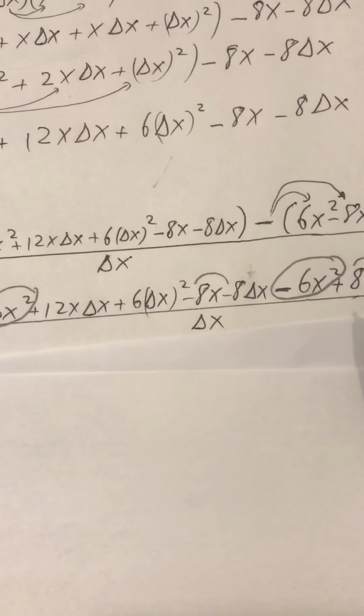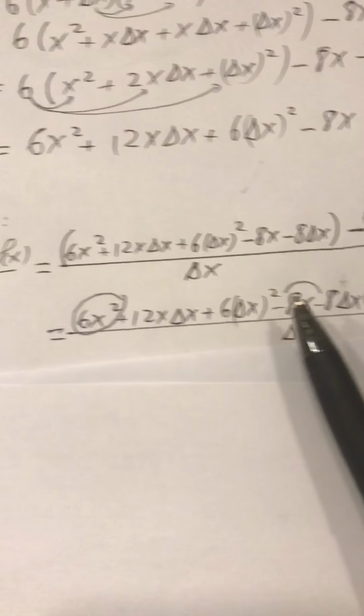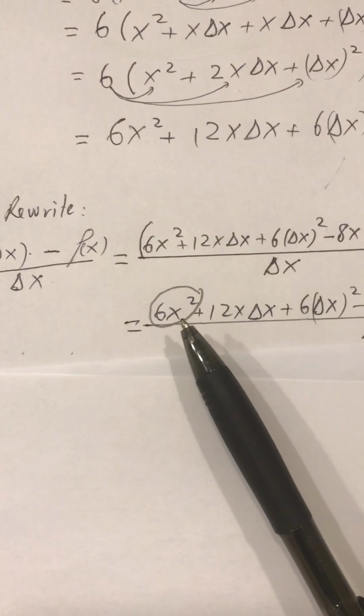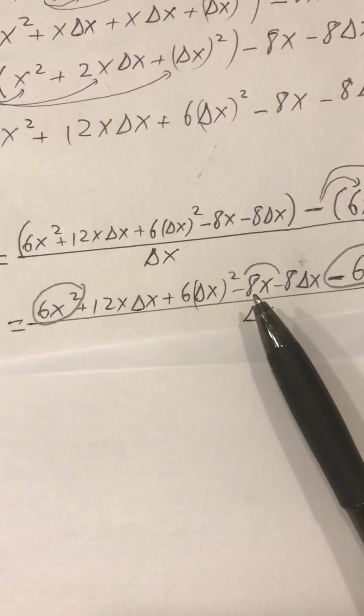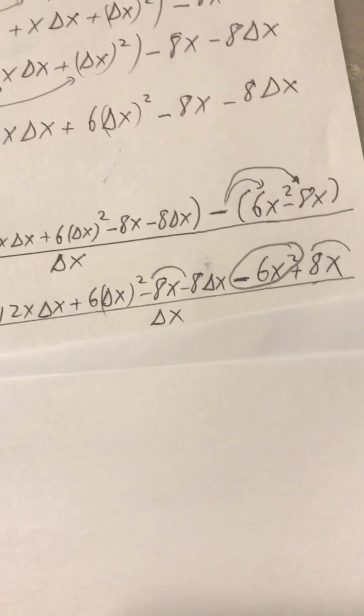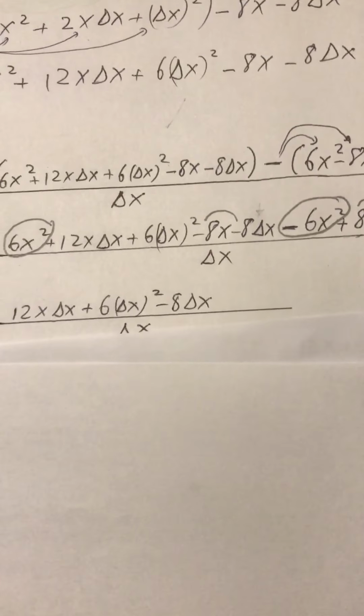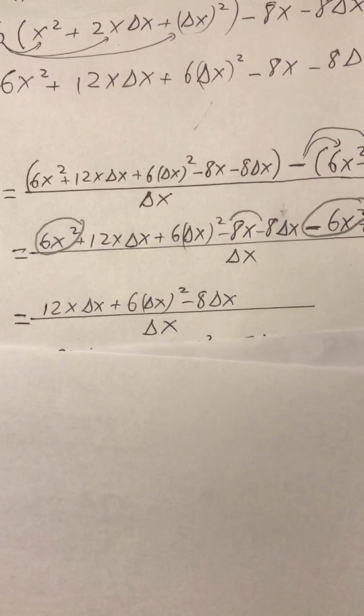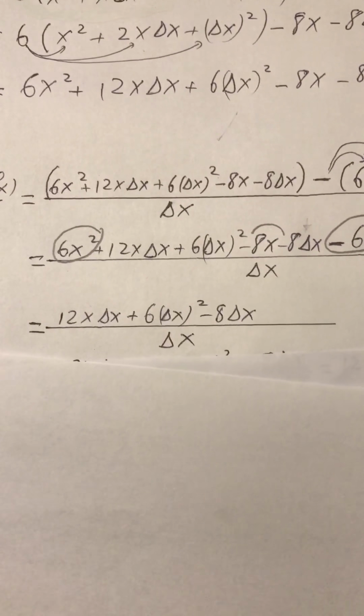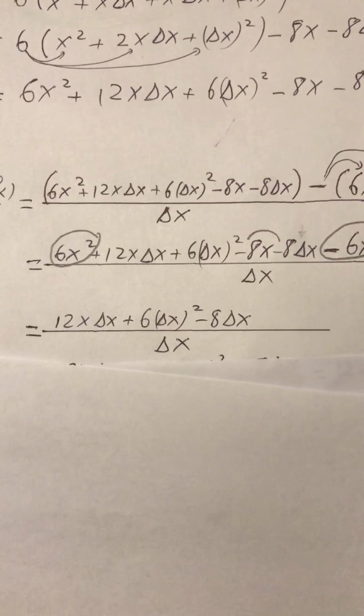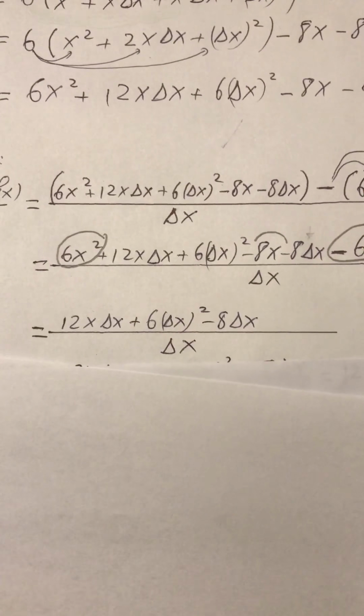Now let's combine like terms. Negative 6x squared and positive 6x squared will cancel out. Negative 8x and positive 8x will cancel out. So we get 12x delta x plus 6 delta x squared minus 8 delta x over delta x.